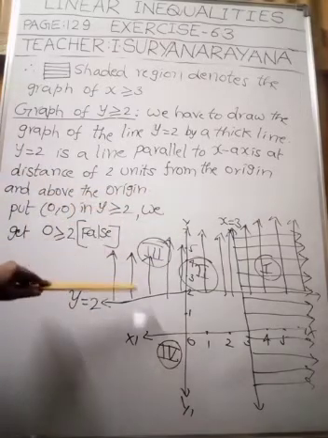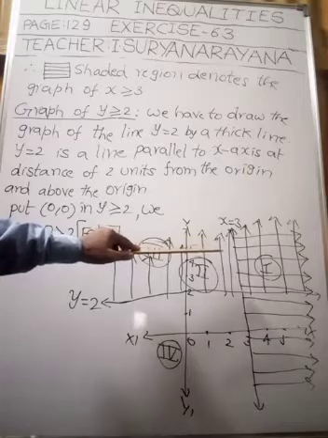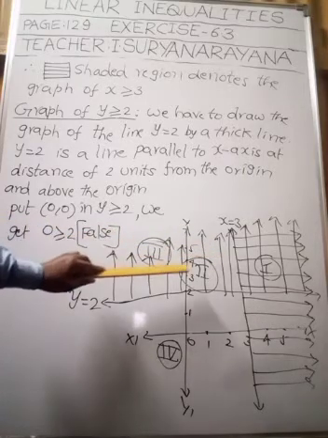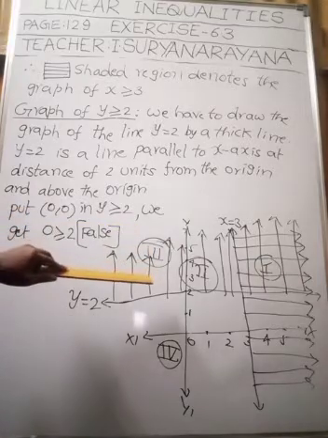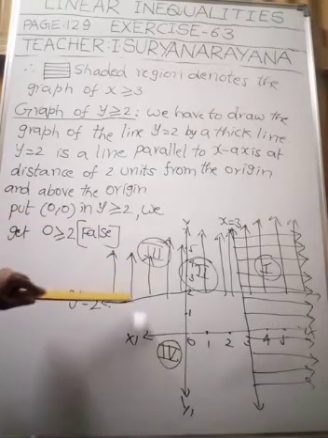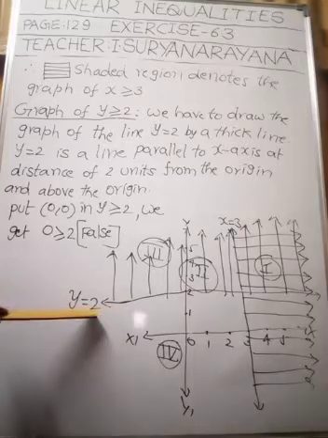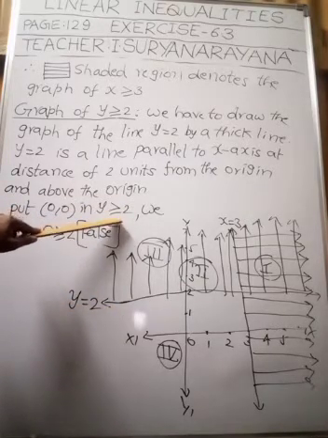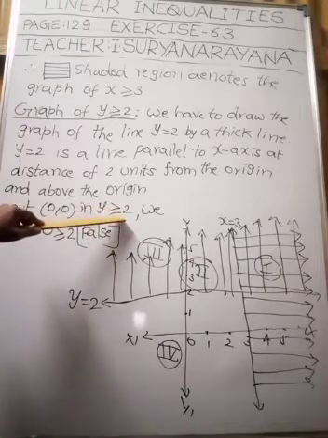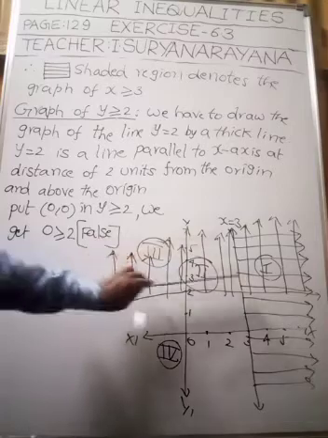So this vertical lines shaded region denotes the solution or graph of y greater than or equal to 2, including the points on the line y is equal to 2, because it is greater than or equal to 2. Understood this point, my children? We have drawn the graph of the linear inequality y greater than or equal to 2.